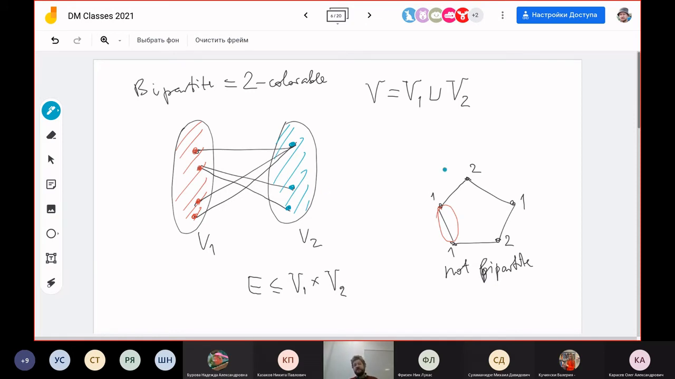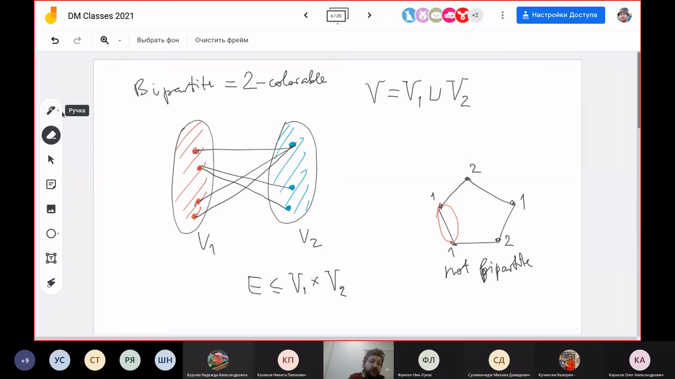So the correctness condition is that each edge connects vertices of different color. And here this means that these vertices belong to different parts of the graph. So vice versa, it also works. If a graph is two colorable, then we can just take all the red vertices and put them into V1, all the blue vertices and put them into V2, and we'll get these two parts.